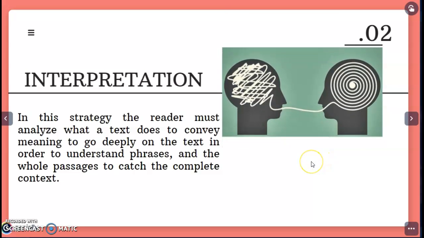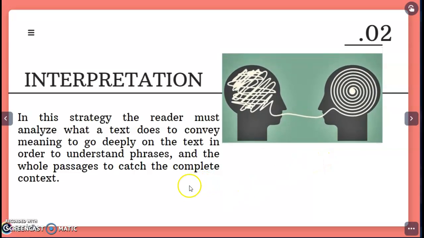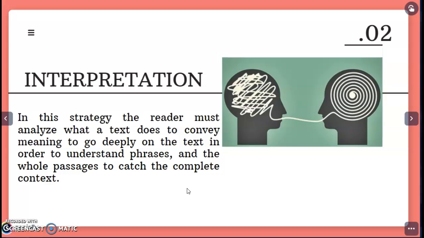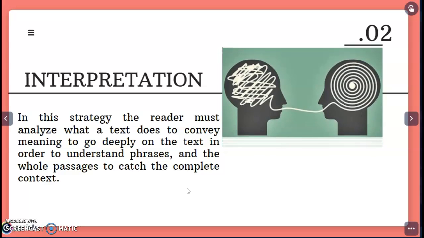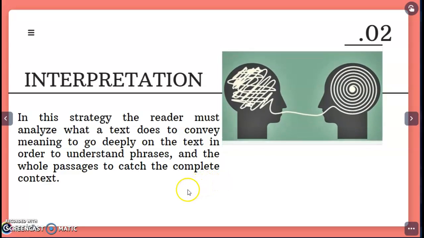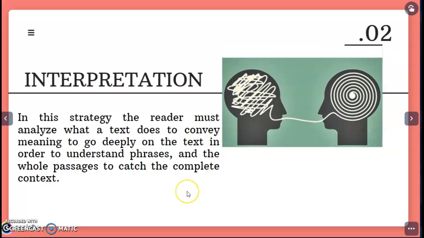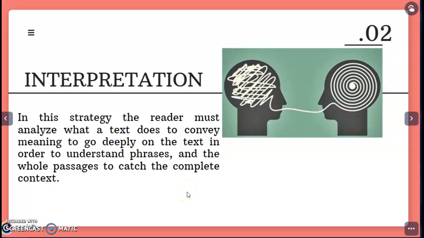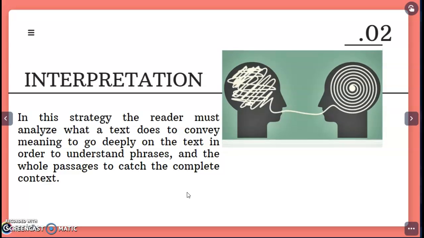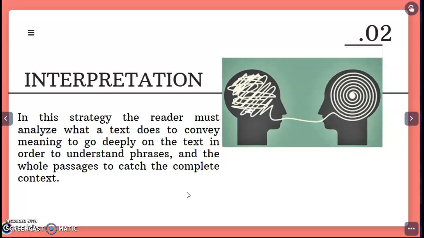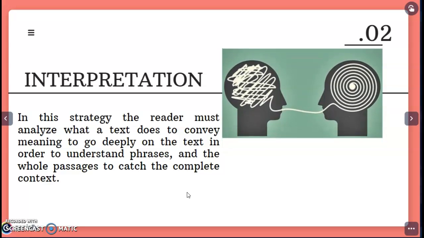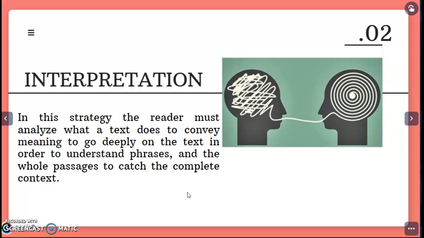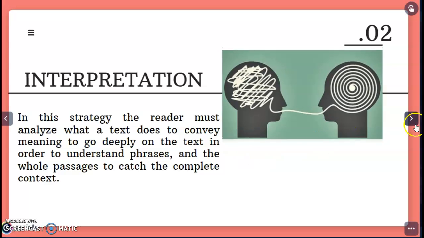Then we have the other strategy, which is interpretation. In this strategy, the reader must analyze what a text does to convey meaning, going deeply into the text in order to understand phrases and the whole passage to catch the complete idea of the context. Basically, in most texts, we don't find things directly. Sometimes it's difficult to figure out what the passage really means. You need to read between the lines to take the information the text gives you and figure things out for yourself.